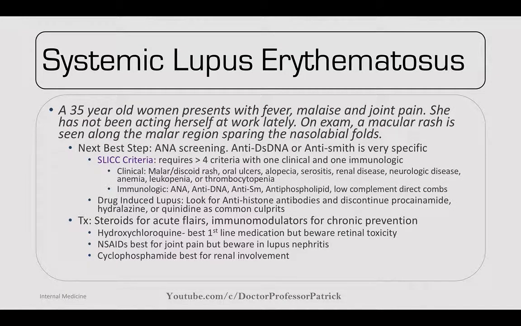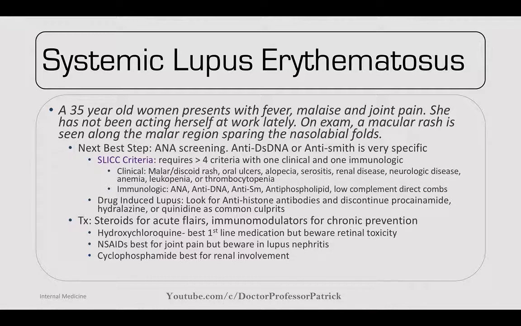We'll start out with SLE. So we've got a 35-year-old woman who presents with fever, malaise, and joint pain. She's not been acting herself at work lately, and on exam there's a macular rash seen along the malar region, sparing the nasolabial folds. The next best step would be an ANA screening. Anti-double-stranded DNA or anti-Smith is very specific for lupus, but any ANA could be positive.